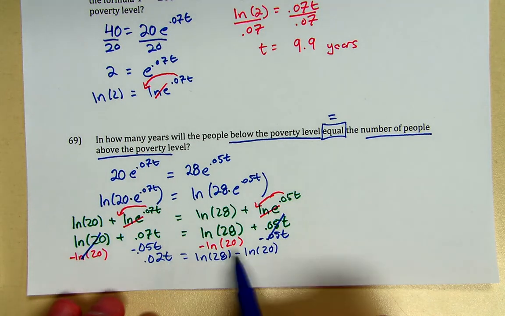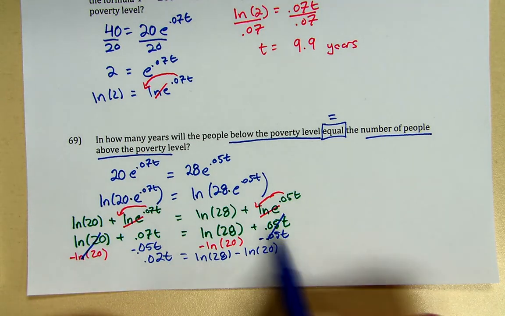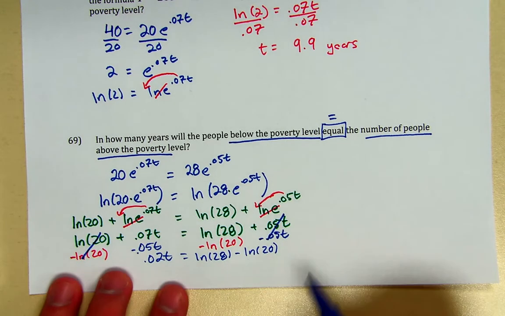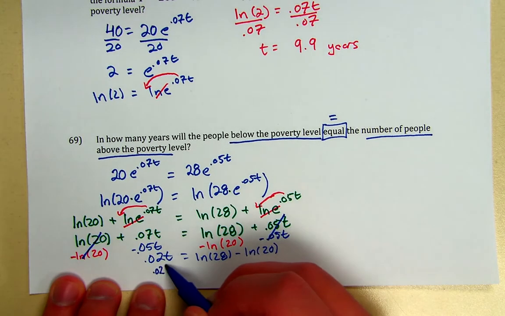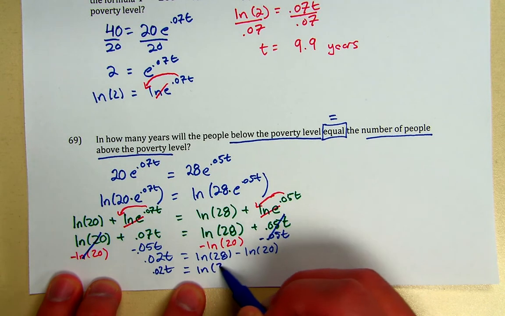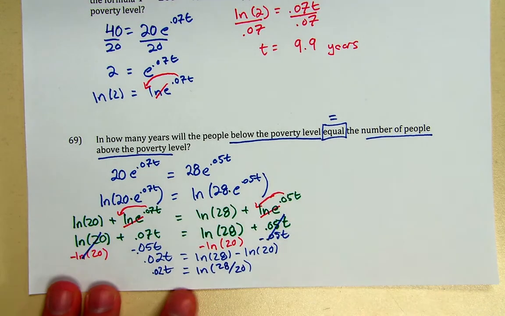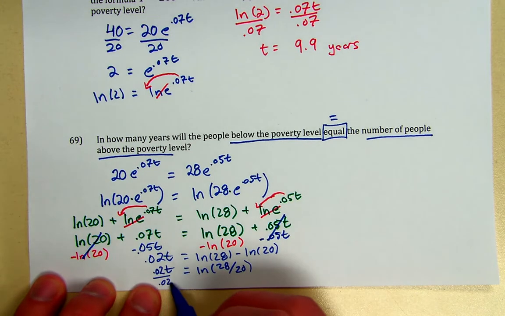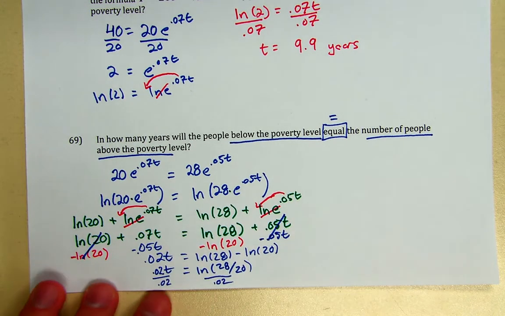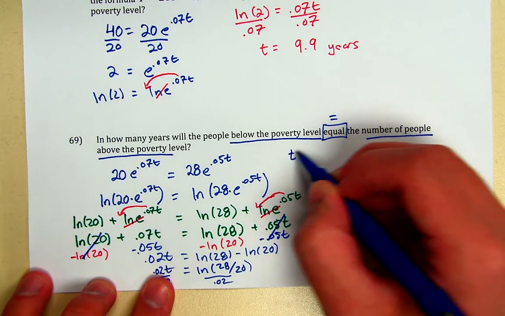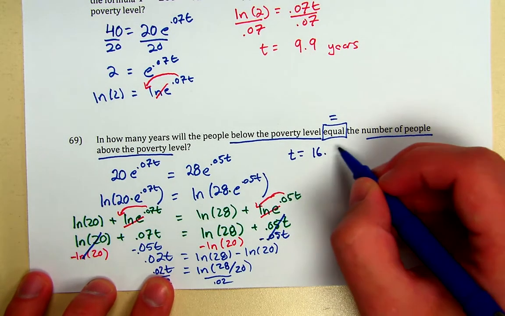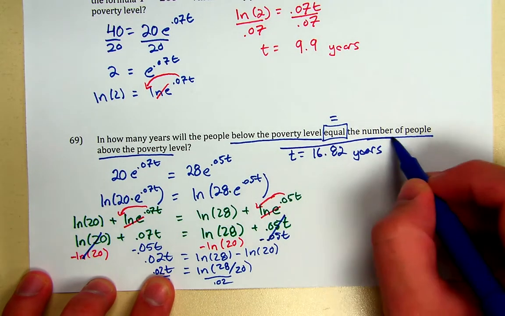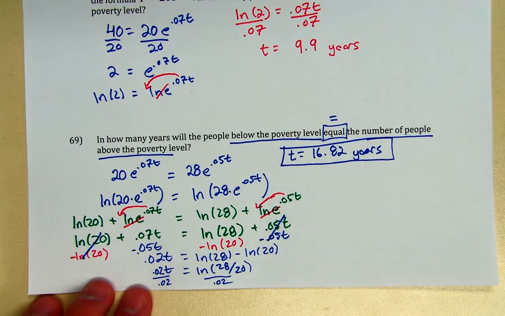And at this point, you should be like, oh, hey, I know that's a property here. Minus, quotient rule, rewrite it. You don't have to, but I think it's easier to rewrite it. So 0.02t equals the natural log of 28 divided by 20. And you can reduce the fraction if you want, but you don't have to. And then divide by 0.02. And that's going to end up giving you a t of 16.82 years. That is when they will be equal to each other.